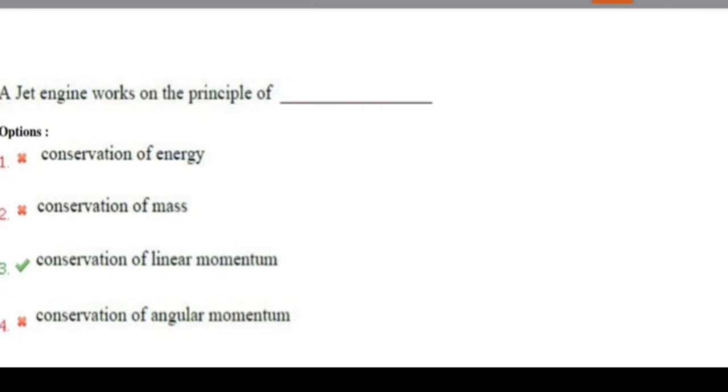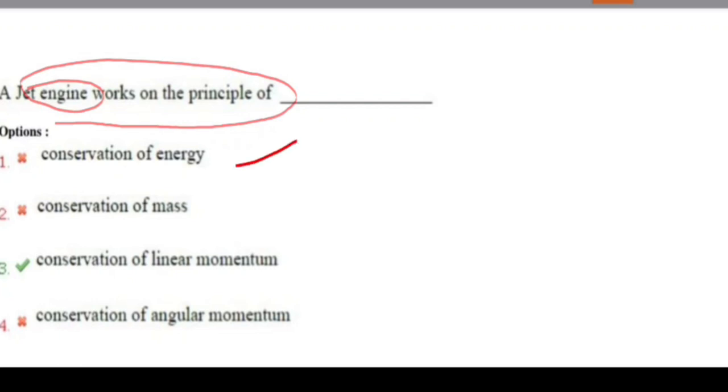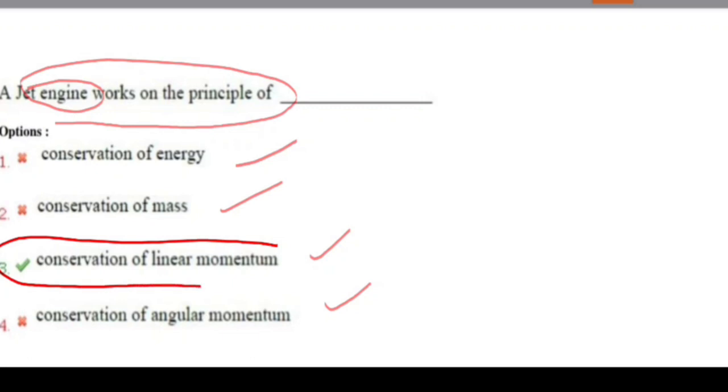Here the first question reads: a jet engine works on the principle of. Let's see the options: conservation of energy, conservation of mass, conservation of linear momentum, conservation of angular momentum. So the jet engine works on the principle of conservation of linear momentum.